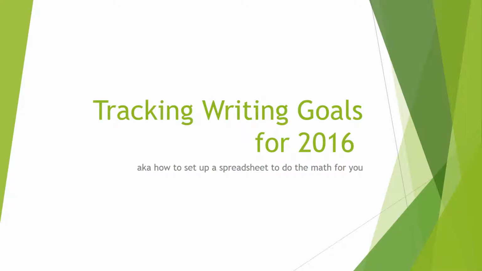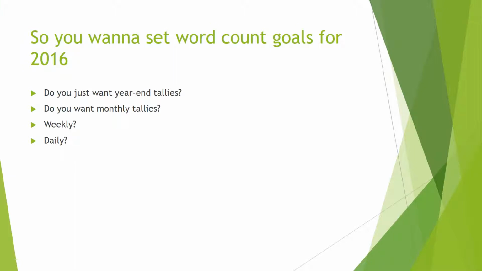Tracking writing goals for 2016, aka how to set up a spreadsheet to do the math for you. So you want to set some word count goals for 2016. First thing you've got to decide is what sort of tallies you want to keep track of. Do you just want how much you've written for the whole year? Do you want monthly tallies, weekly, daily?